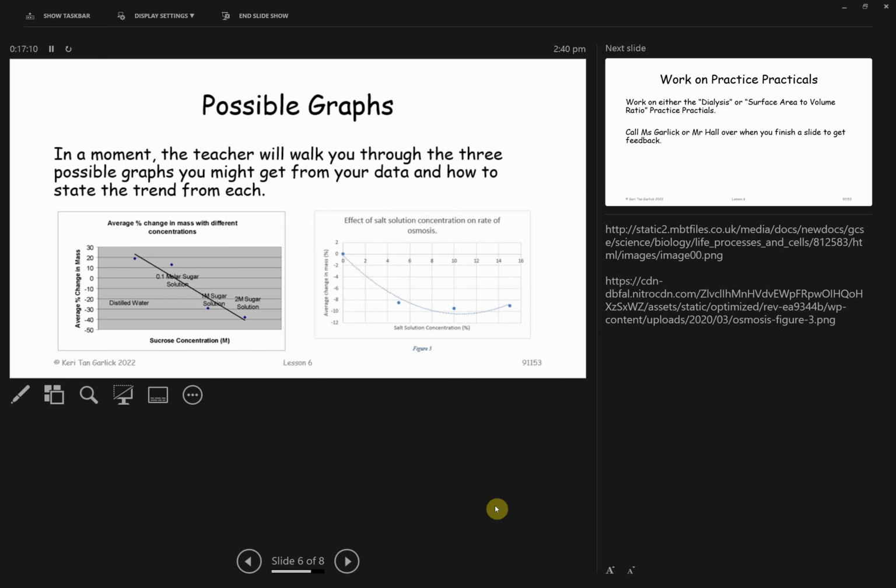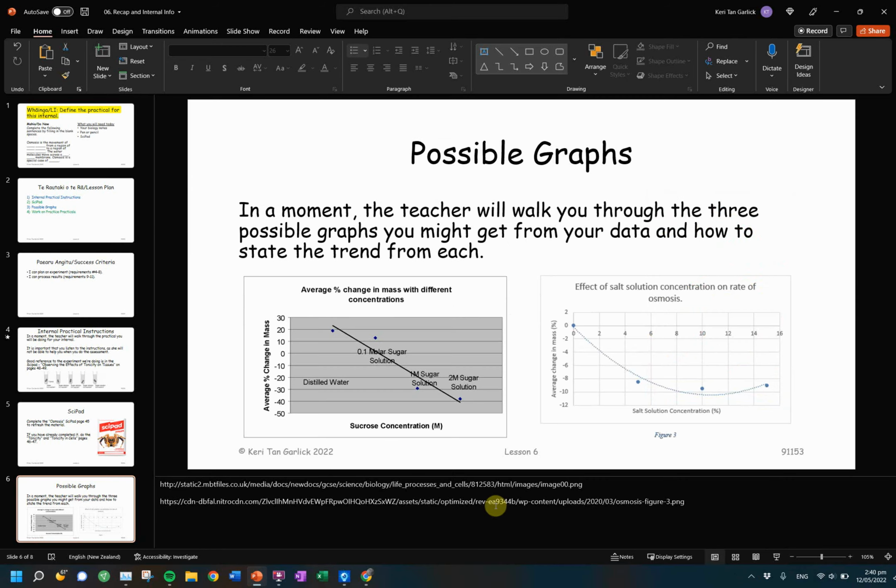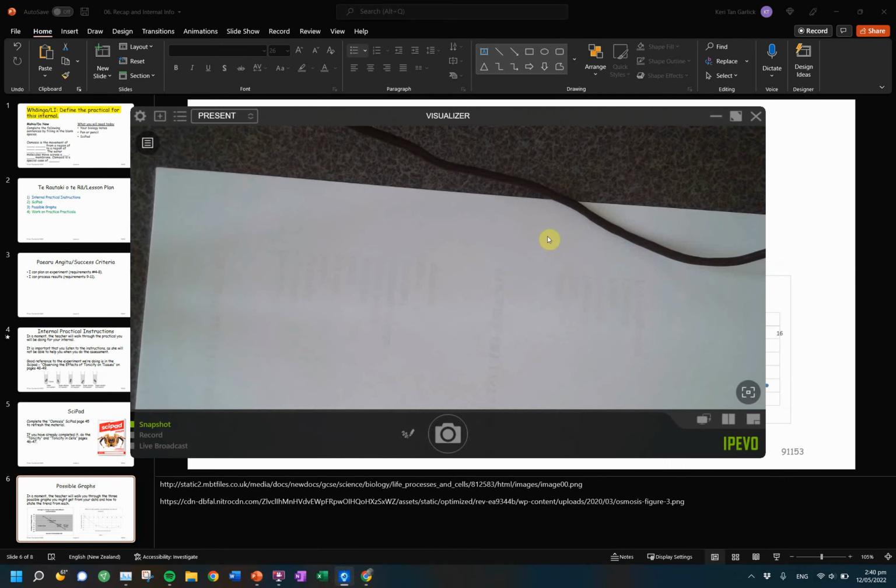All right. So there are 3 possible graphs that you might get from your data, and I want to make sure you know how to state what's happening with each one so you don't accidentally get it wrong and prevent yourself from getting the higher marks. So let me show you on the document camera the 3 different options. There are 2 that are most common. Actually, no, I'll just start with the most common one, and we'll move on.